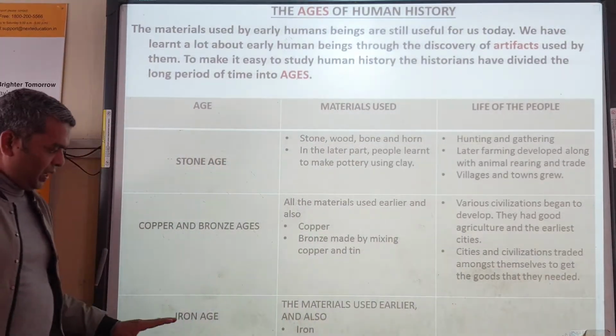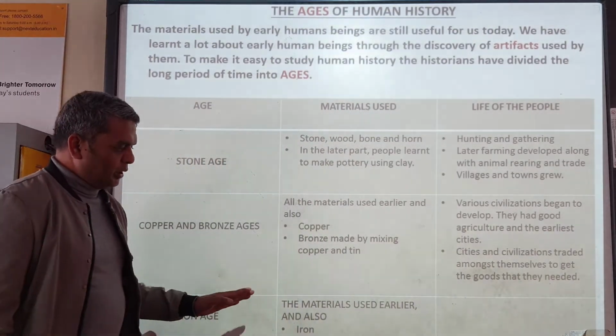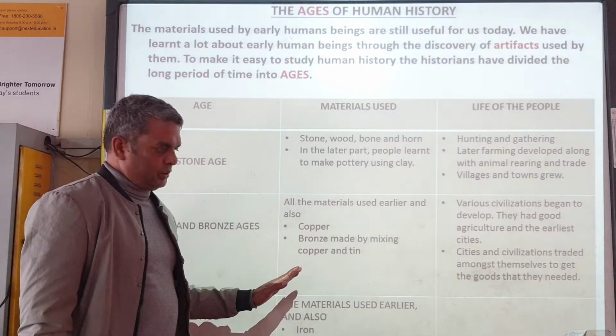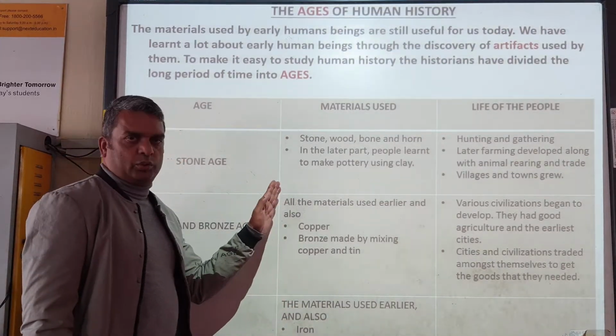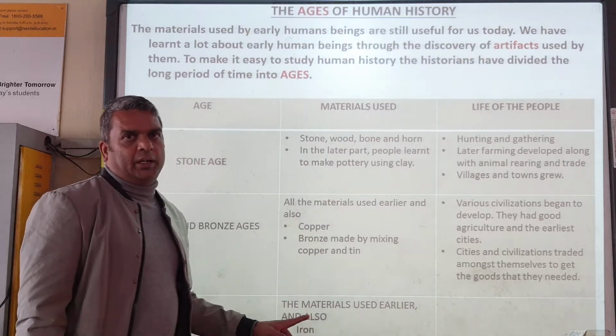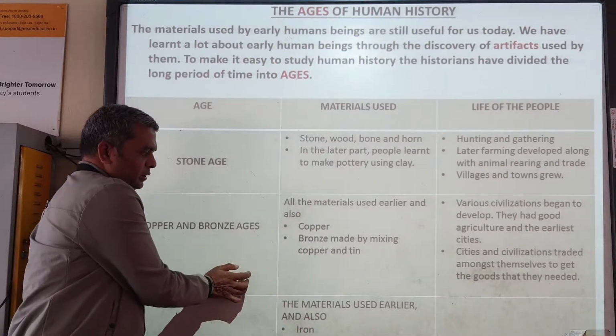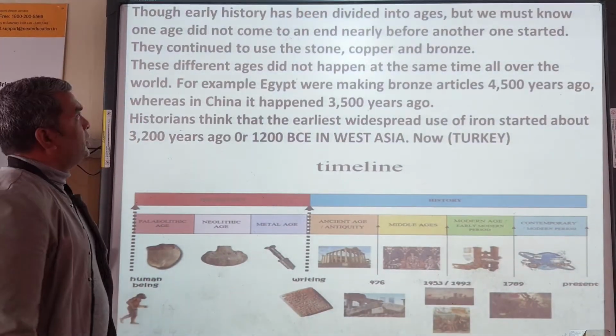Then came the Iron Age, which we are going to learn. All the same materials were used: copper, bronze, stone, wood, and now iron. So let us learn about the Iron Age.